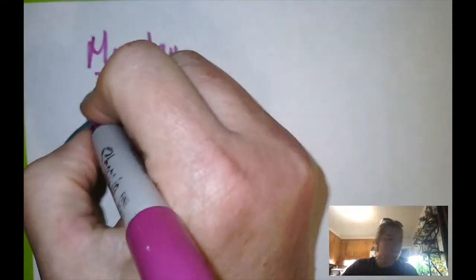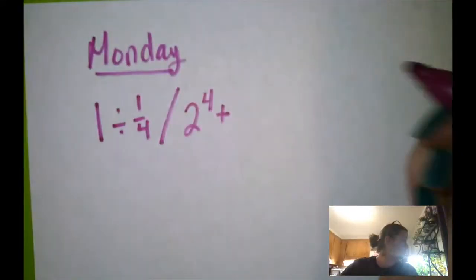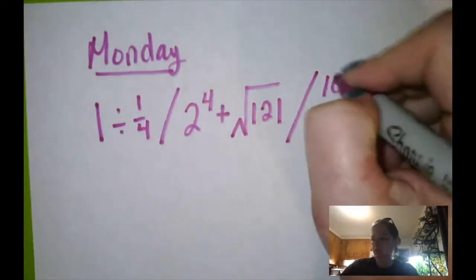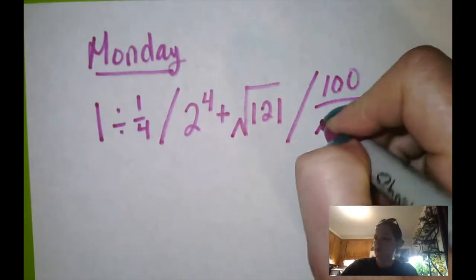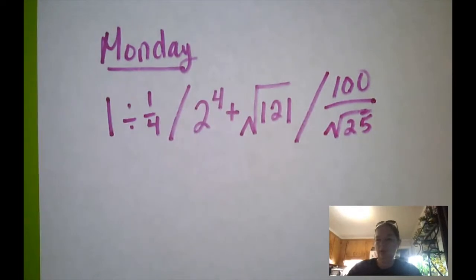So our month is 1 divided by 1/4. Our day is 2 to the 4th plus the square root of 121. And our year is 100 divided by the square root of 25. All right. If you want to, pause it, think about it, and think about how you can explain what today's date is using these numerical expressions. In 5, 4, 3, 2, 1. Okay.